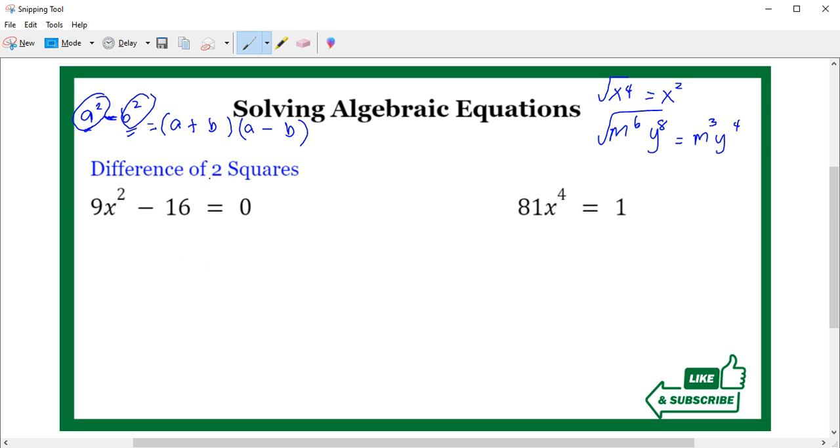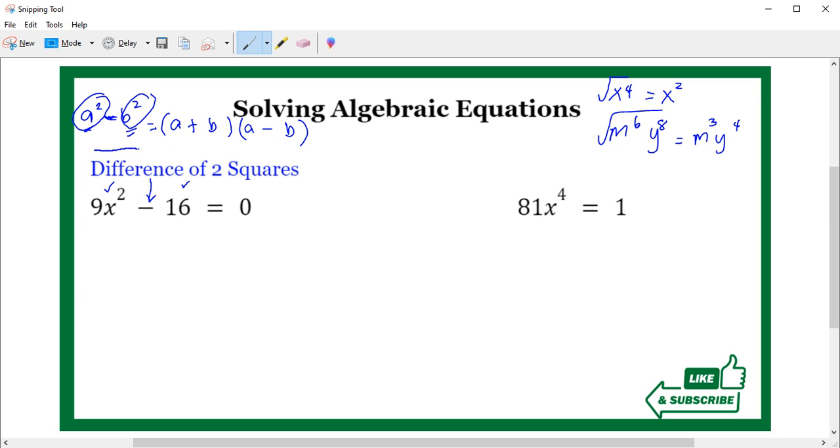You need to check, is this a difference of two squares? Yes, well, let's check. There is that minus sign, so that's the difference part. Now, 9x squared is a perfect square because 9 is a perfect square, and the exponent of x squared is 2. It is a perfect square. 16 is also a perfect square because the square root of 16 is 4 or positive 4. So now you have a difference of two squares.